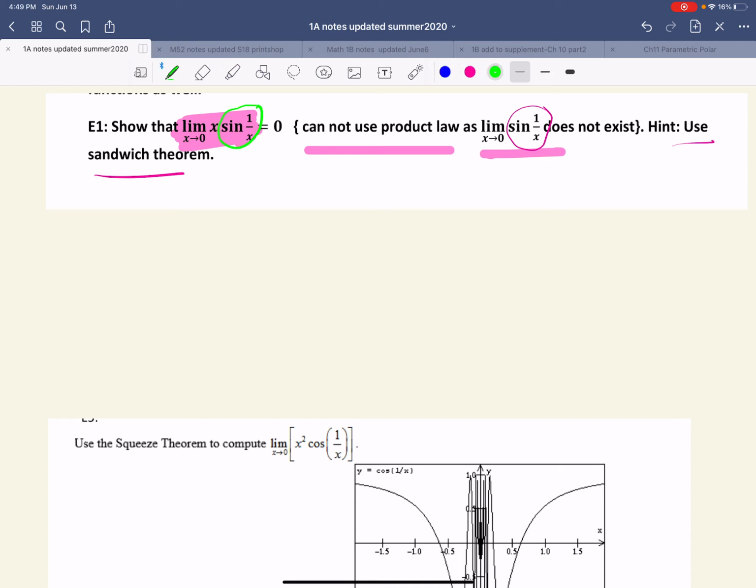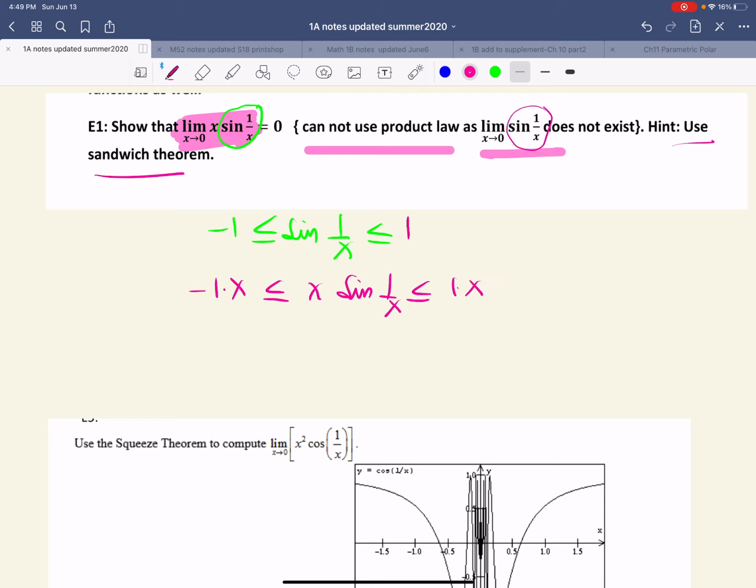Sine x and cosine x always lie between -1 and +1. We are not able to sandwich any trig function, but sine x and cosine x both stay between -1 and +1. So sine of any function, sine of x, sine of 1 over x, lies between -1 and +1. Now we're going to multiply with x. So -1 times x, x times sine 1 over x, 1 times x.